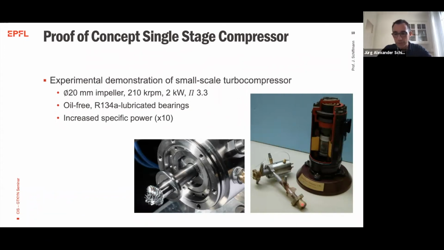And in the picture that you see here on the right-hand side, you see the comparison between the turbocompressor here and the classical machine. Both machines can drive exactly the same heat pump. And as you can see, it's oil-free and it has an increased specific power by 1 order of magnitude, which is very interesting also for transportation applications.